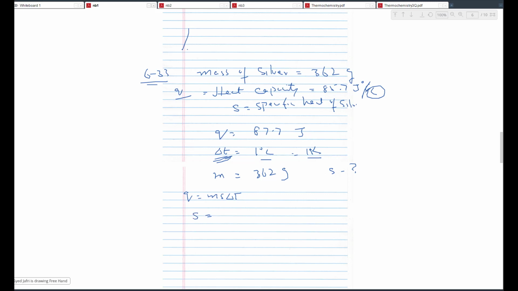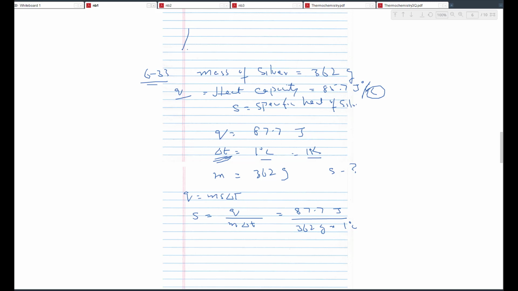Can you rearrange this? Yes. S is equal to Q divided by M and then divided by delta T. So I'm just plugging in, 87.7 joules. M is 362 gram. Delta T is how much? Delta T is 1 degree Celsius. 1 degree Celsius or 1 degree Kelvin, same thing.